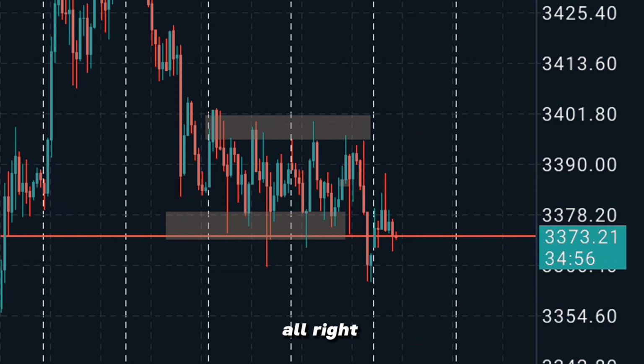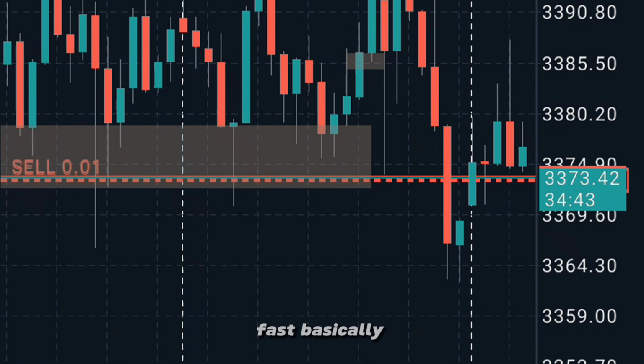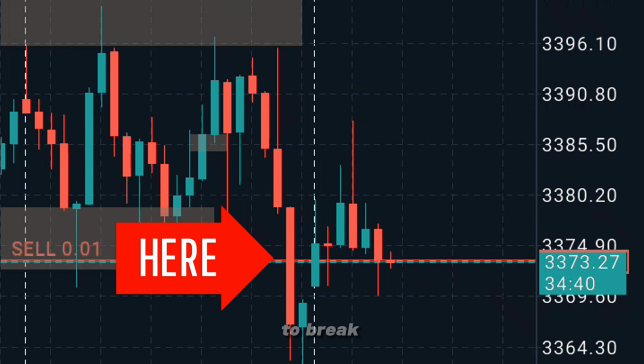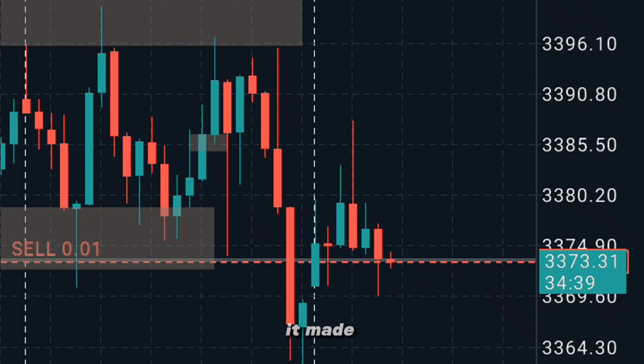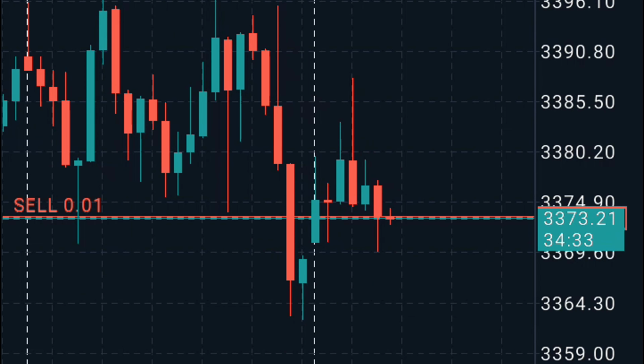All right, now I have another sell setup here, and I am entering fast. Basically, gold managed to break the lower demand zone with much volume and kept dropping. It made this pullback overnight. And at this current New York session, I am confident to keep selling gold today.